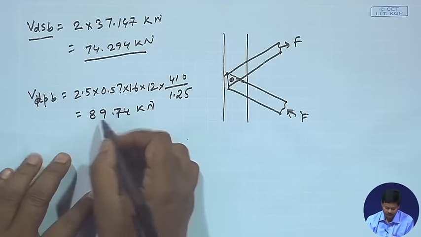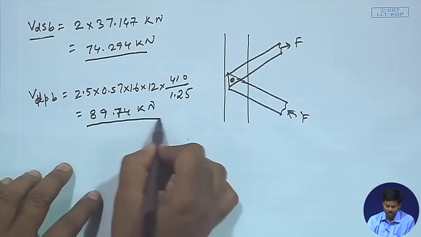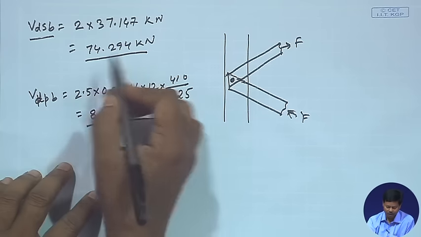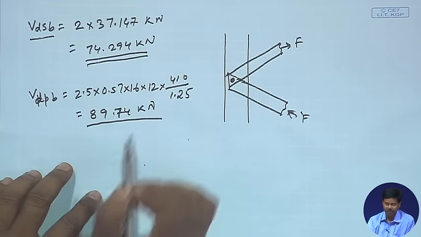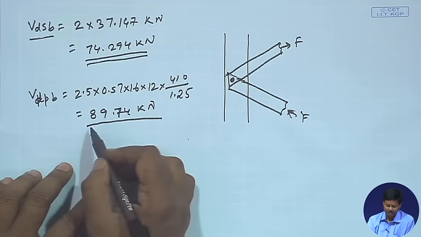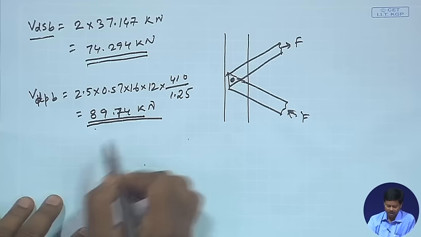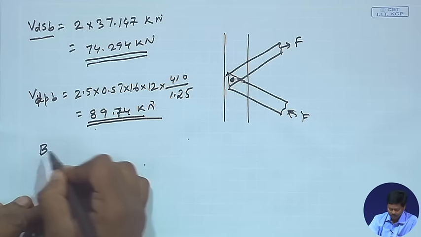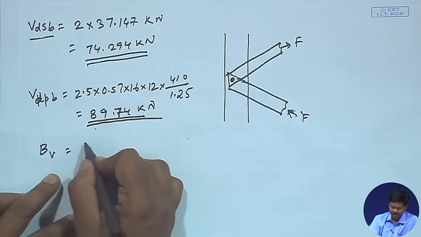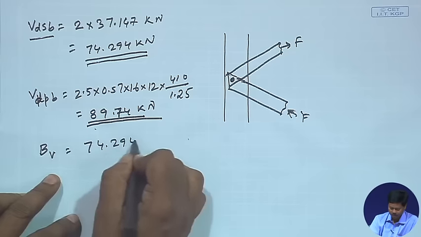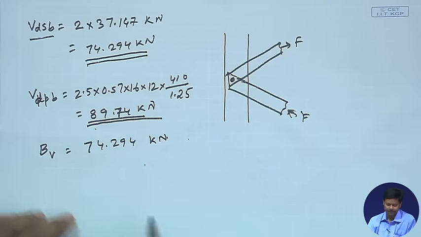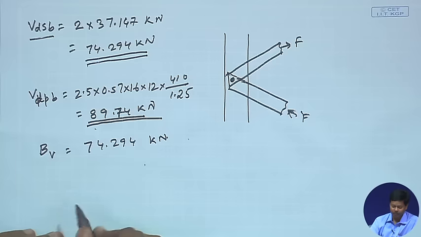So, what we could see is that the strength of bolt in double shear is coming 74.294 and strength of bolt in bearing is 89. Therefore, the bolt value we can consider as 74.294 kilonewton, right. Now, number of bolts required.